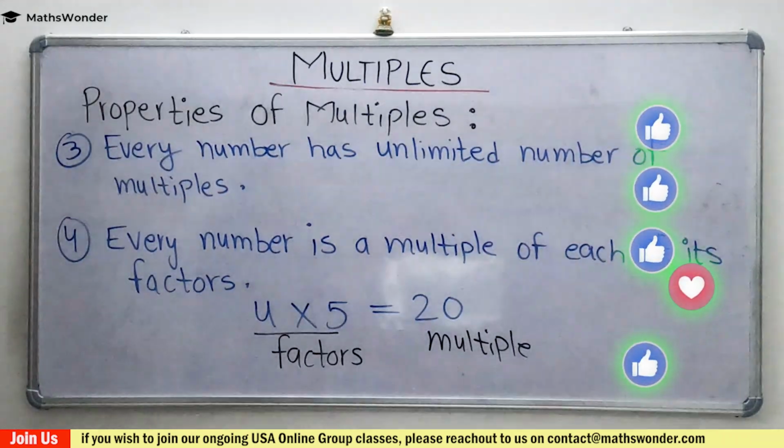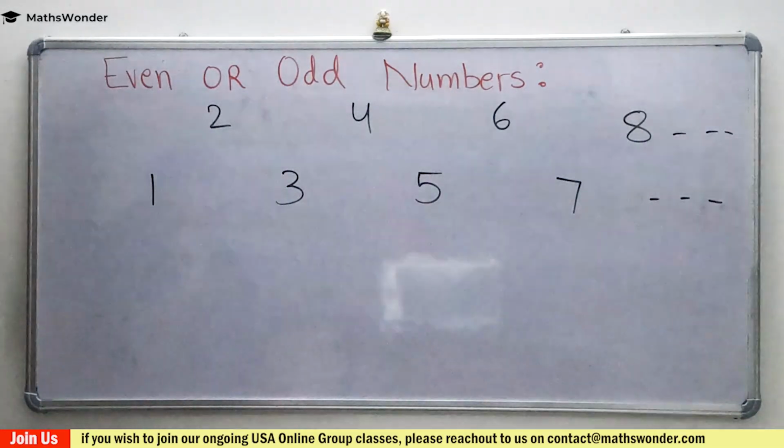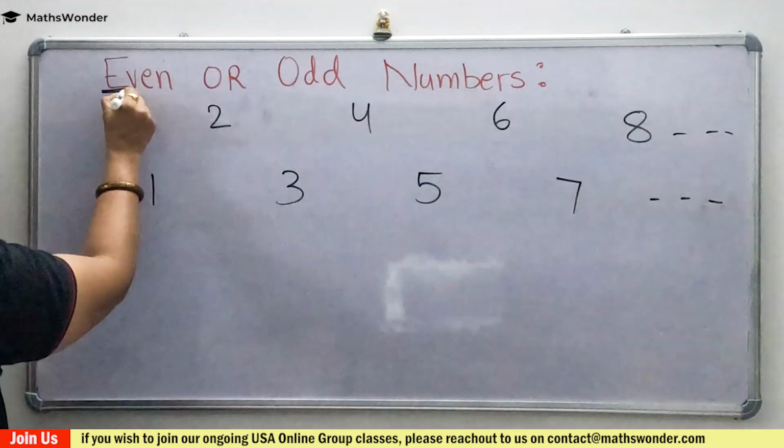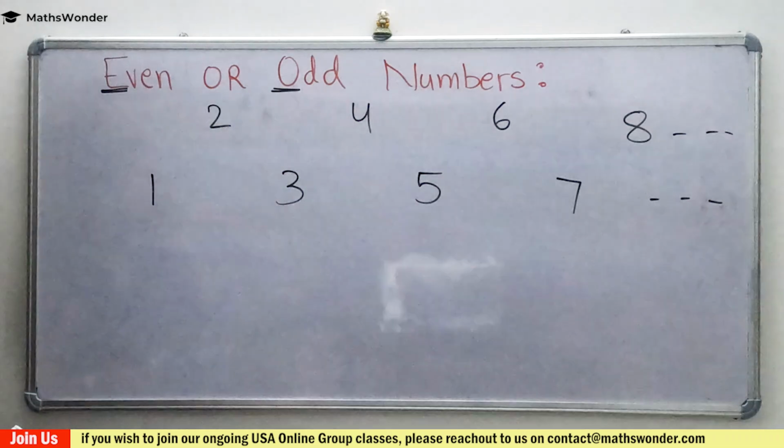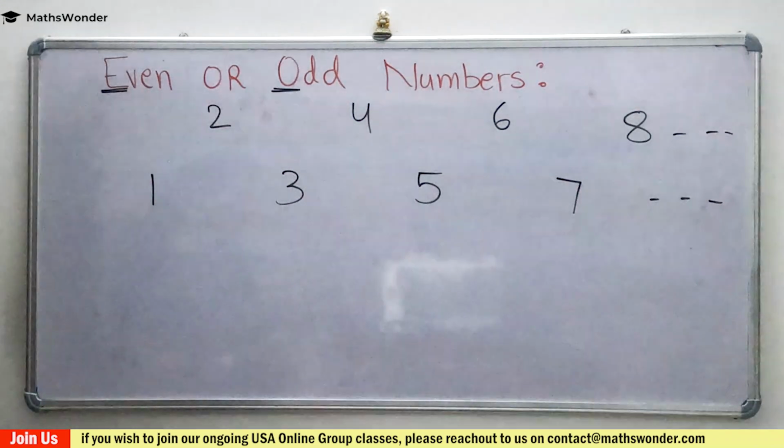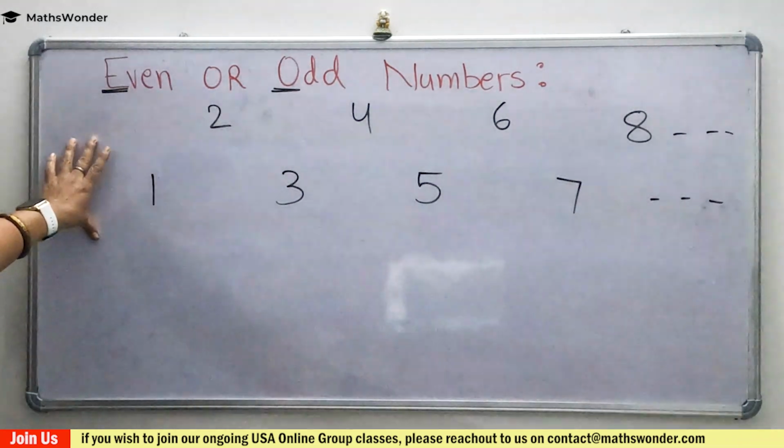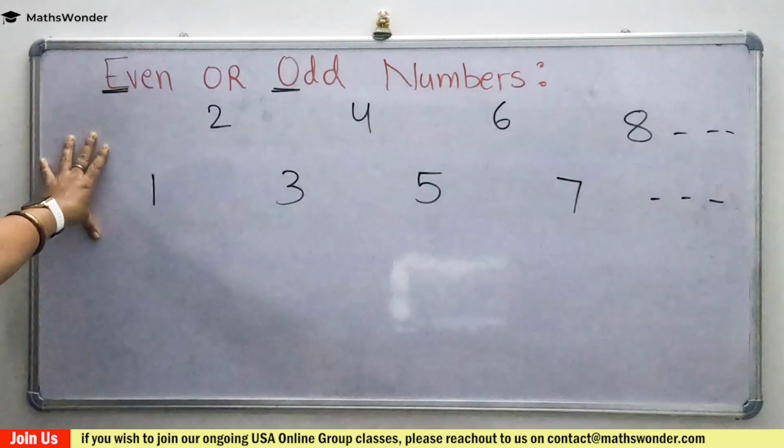Now that's all done. The next topic is even or odd numbers. Even numbers are always denoted by capital E, and odd numbers are denoted by capital O. And what is an even number? It's a basic topic too.